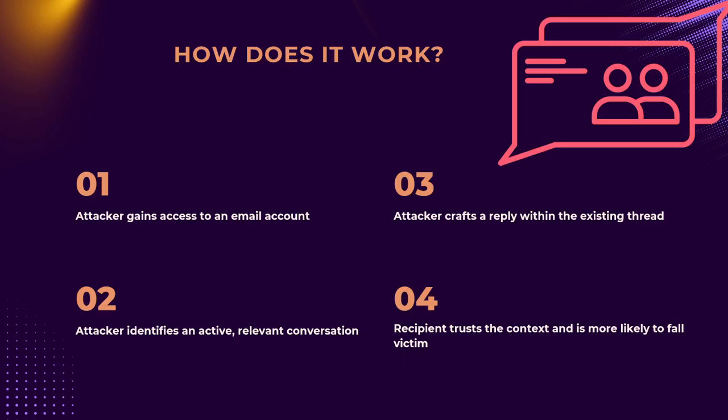So how does it work? The attacker's first step is usually gaining access to someone's email account by compromising it. This could be through phishing or malware or even guessing weak passwords. Once they are in, they look for ongoing conversations, perhaps related to invoices, projects, or sensitive information. And then they craft a reply within the existing thread, making it appear as if it's coming from a trusted contact.